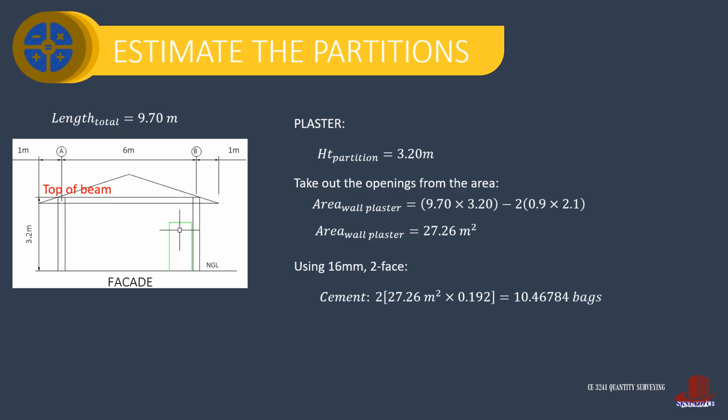By using 16 mm thickness, we then determine the cement by having two faces of the area of 27.26 times 0.192, giving 10.46784, or 11 bags. Sand is computed as twice of the area times 0.016, or that is 0.87232, rounded as 1 cubic meter.